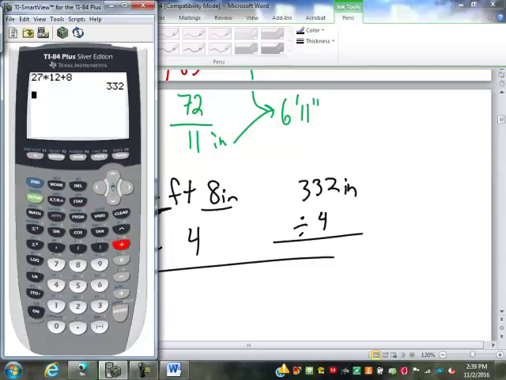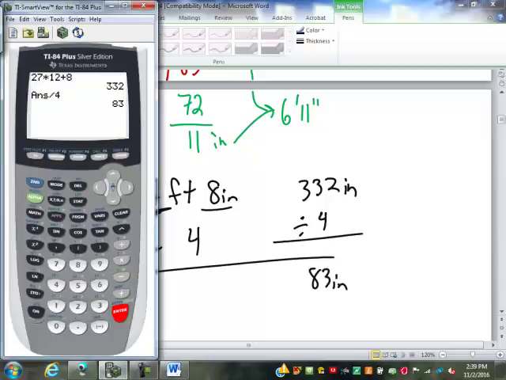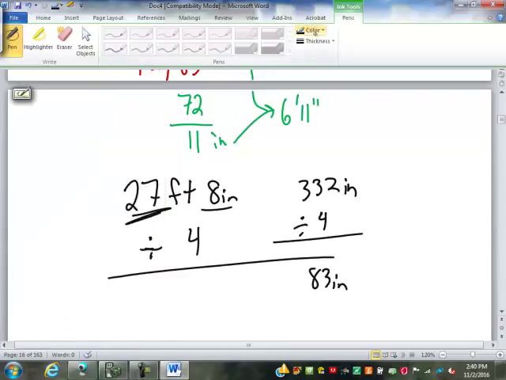Now we're going to divide that by 4. We get our 83 inches. Now we had mentioned we have to convert that back into feet and inches. So on the calculator, if you have a measurement in inches, like the 83, what you can do to convert that back, you divide by 12. 6.9166667. What this is telling us is that we have 6 whole feet. So I'm going to go ahead and write down 6 feet.